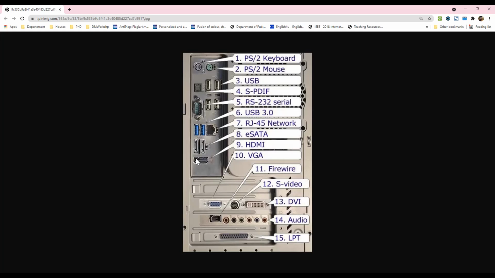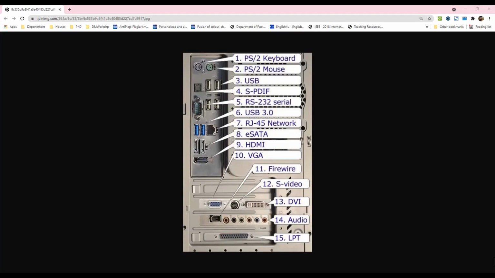HDMI, another port. This is, if you remember, the VGA port, and this is a DVI port. This is S-Video. So HDMI, VGA, DVI, all these ports are used to connect monitors, projectors, and so on. Then these are audio ports. And earlier we had a parallel port, we sometimes call it the printer port. So likewise, you can see there are a number of ports.